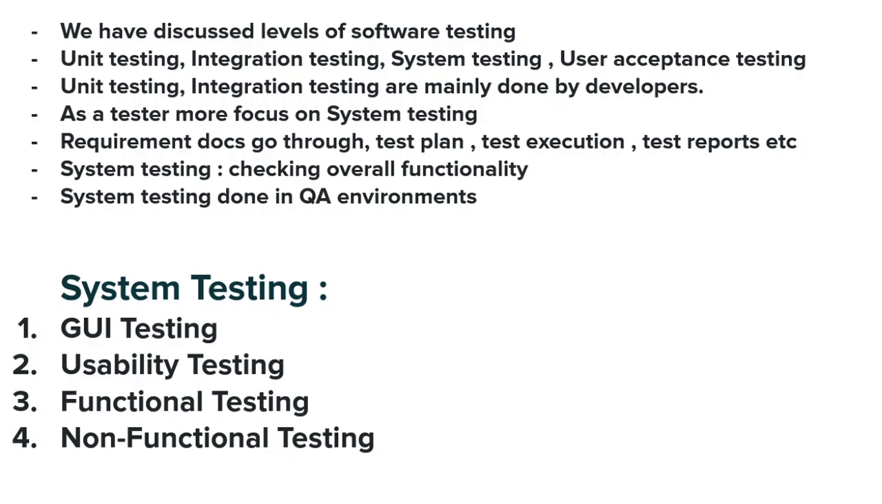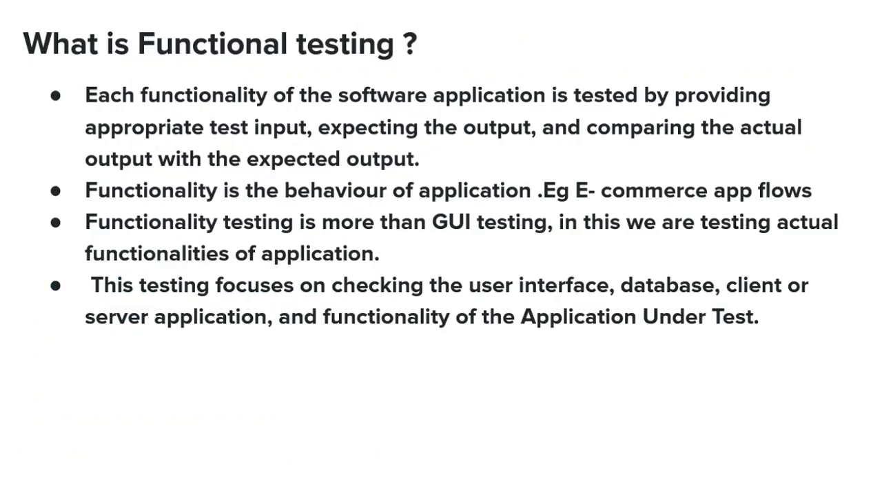System testing includes GUI testing, usability testing, functional testing, and non-functional testing. Out of which, we have already seen GUI testing and usability testing. And we have also seen what exactly functional testing is. Functional testing is nothing but covering the functionality of the application. Whatever requirements we have received, we have to verify that the functionality is working correctly during functional testing. So what exactly is functionality? Functionality is the behavior of the application.